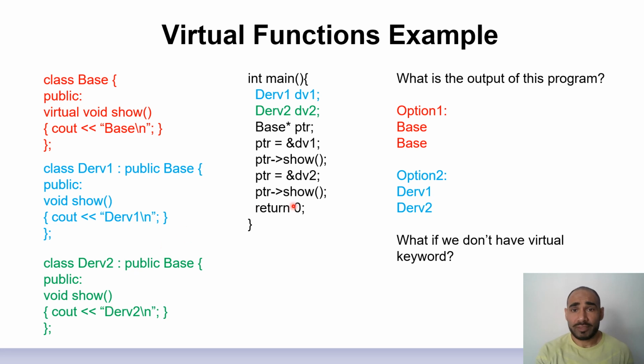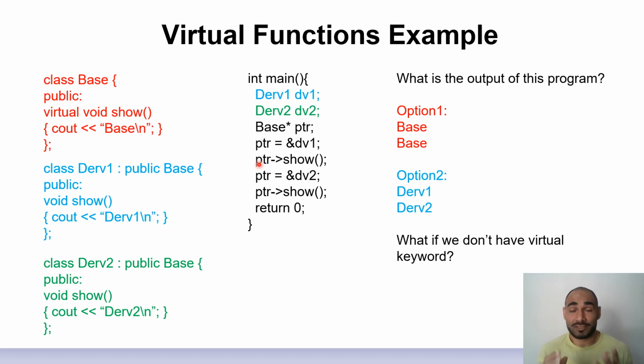Okay, so in this case, the output is going to be this one. So this ptr show would give a call to this show method, and this ptr show would give a call to this method. Well, you need to appreciate that these two statements are exactly the same, ptr show and ptr show, however they give a call to different methods.